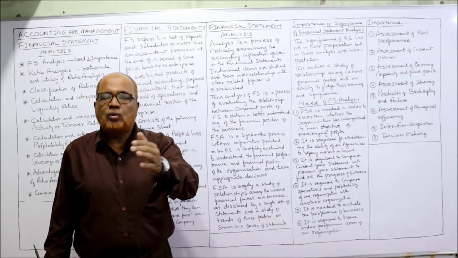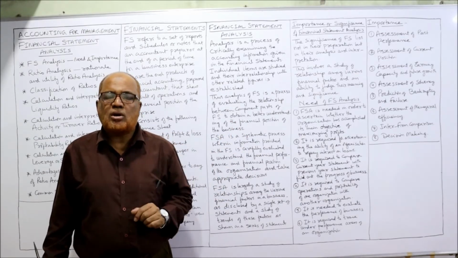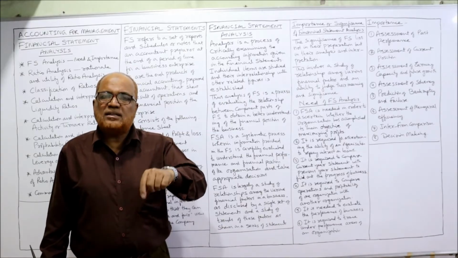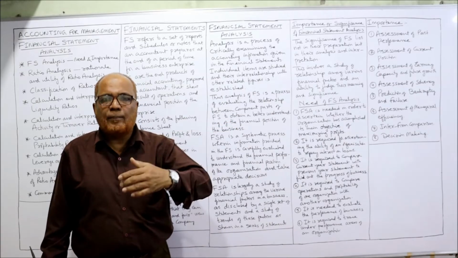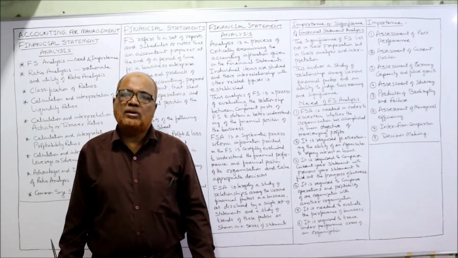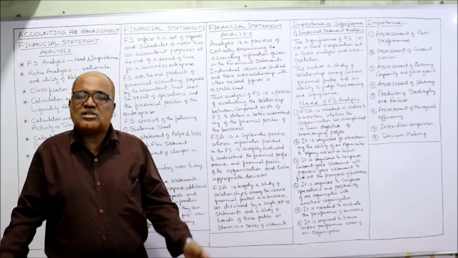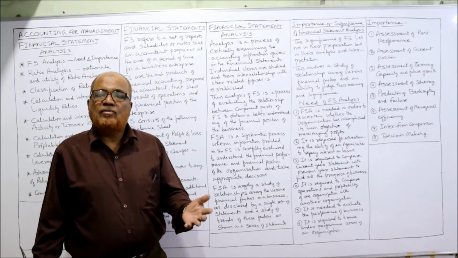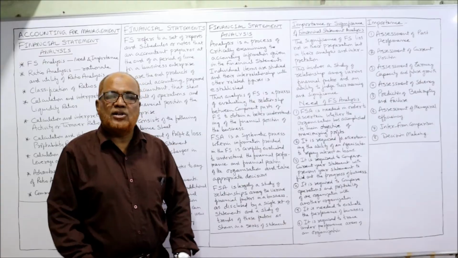Can the business be able to repay the loan along with interest or not? If the bank sees that the business has the ability, the banker will come forward to give the loan. So again, financial statement analysis is a must. Without that, the banker cannot take the decision.